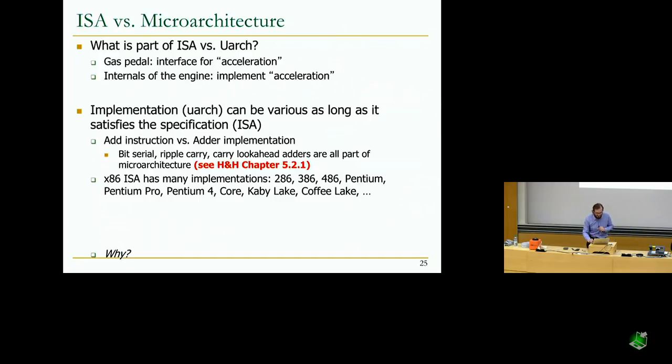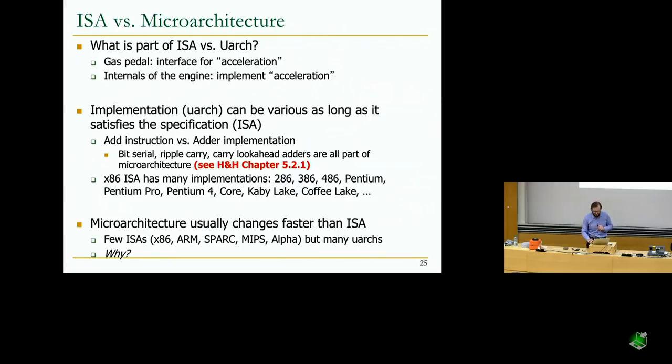Okay, we've said this already. Microarchitecture usually changes faster than the ISA. There are few ISAs in the world, and some of them are dying, some of them are even dead. Alpha is kind of dead. x86 and ARM are more dominant today. But there are many, many microarchitectures. As we can see, x86 over the years had many, many microarchitectures.